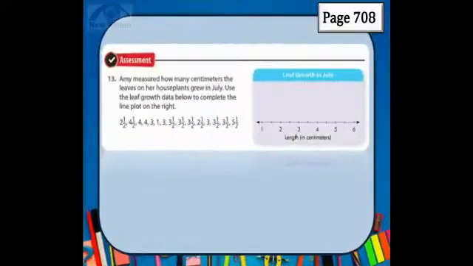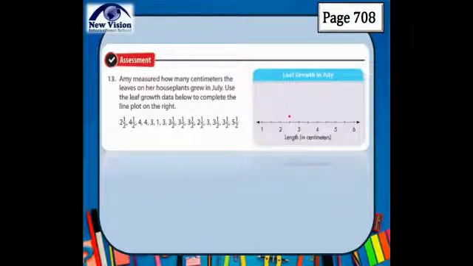Next number, 13. Amy measured how many centimeters the leaves on her houseplants grew in July. Use the leaf growth data below to complete the line plot on the right. So the title of our line plot is Leaf Growth in July. Our length is in centimeters.